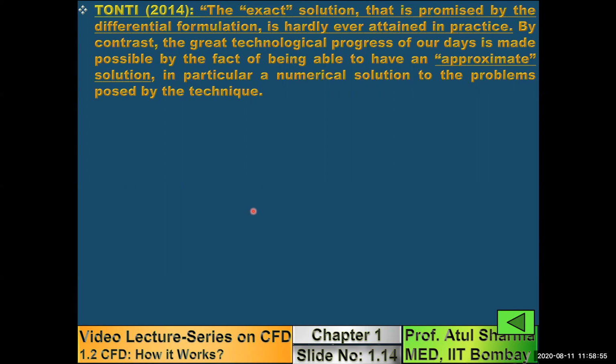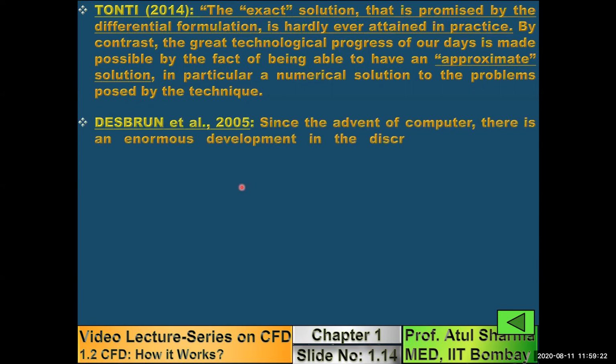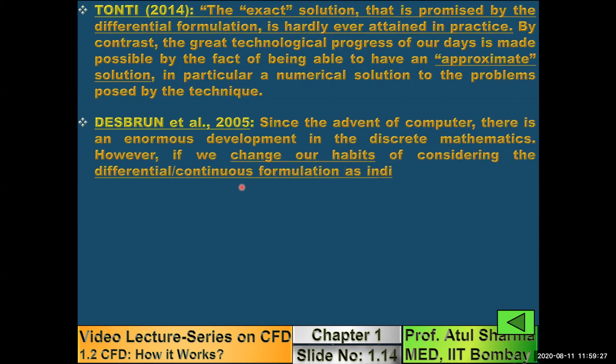I made a statement in my previous lecture that a numerical solution is like a finite resolution virtual video camera. So CFD is like a finite resolution virtual video camera, whereas an analytical solution is like an infinite resolution virtual video camera. But we have hardly ever been able to obtain analytical solutions. Another researcher, Desburn, in a research paper in 2005, made a statement which you can read.